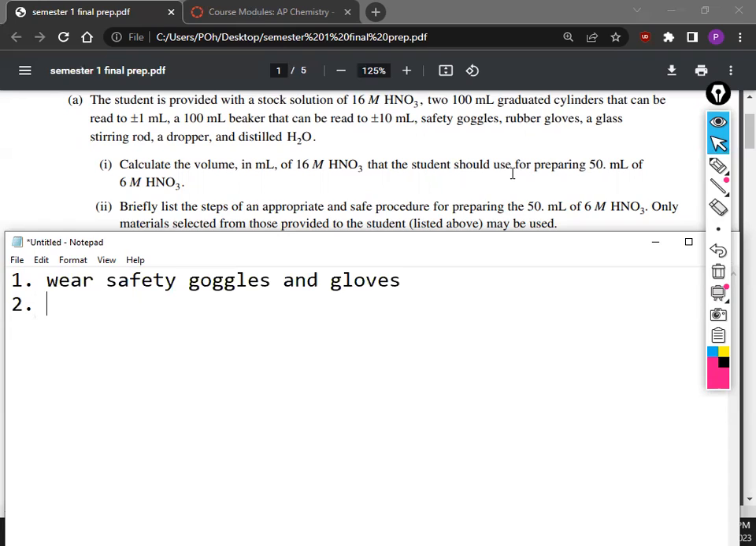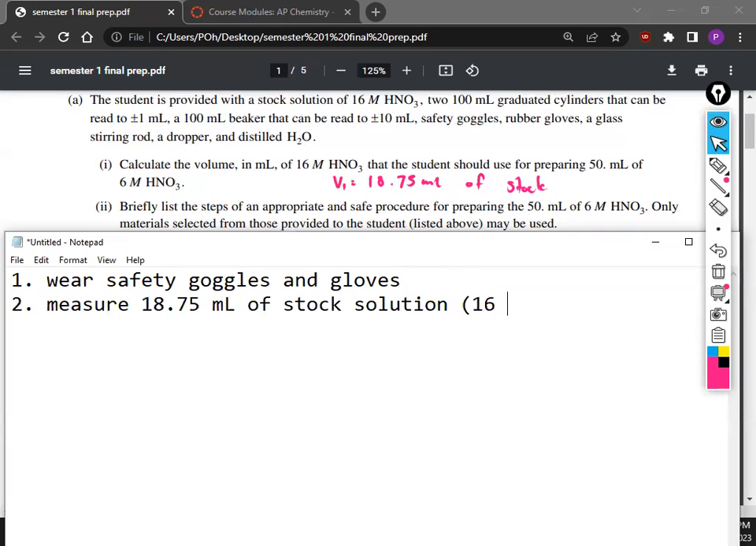Okay. All right. So next thing we want to do, remember we just calculated that the volume of the stock that we need is 18.75 milliliters, right? Okay, so we want to create our diluted solution now. And so what we're going to want to do is measure out the volume that we need, 18.75 milliliters of stock solution. If you want to be more specific and write 16 molarity, you can do that as well. Okay, HNO3.